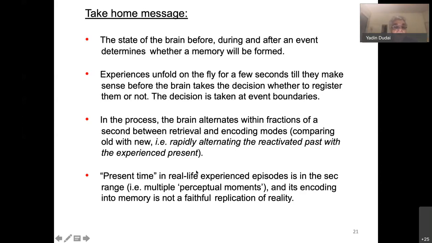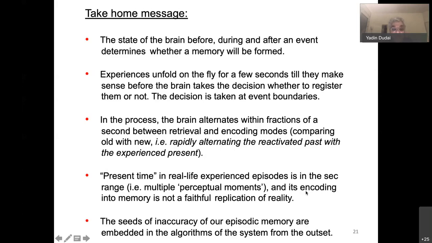So present time in a real-life experienced episode, which is the basis for our individual memory, is in the second range composed of perceptual moments, but its encoding into memory a priori is not a faithful replication of reality, which leads us to the last. The seeds of inaccuracy of our episodic memory are embedded in the algorithms, in the steps taken by the brain of the system from the outset. The brain is built in such a way that when you remember things that you are experiencing now in the present, they will not be accurate in your memory.